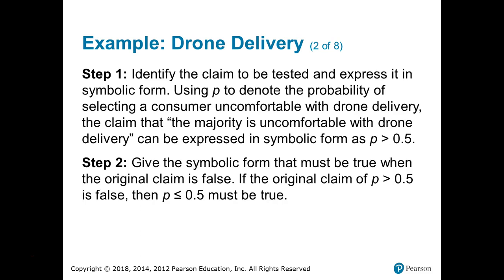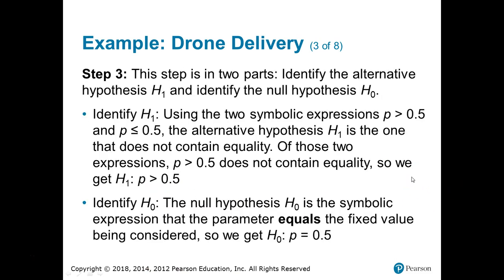Step 1, identify the claim to be tested and express it in symbolic form. Using P to denote the probability of selecting a consumer uncomfortable with drone delivery, the claim that the majority is uncomfortable with drone delivery can be expressed in symbolic form as P is greater than 0.5. Step 2, given the symbolic form, what must be true when the original claim is false? If the original claim, P is greater than 0.5, is false, then what's the complement of that? P is less than or equal to 0.5 must be true. Either one of these two statements must be true, because that covers every condition possible.